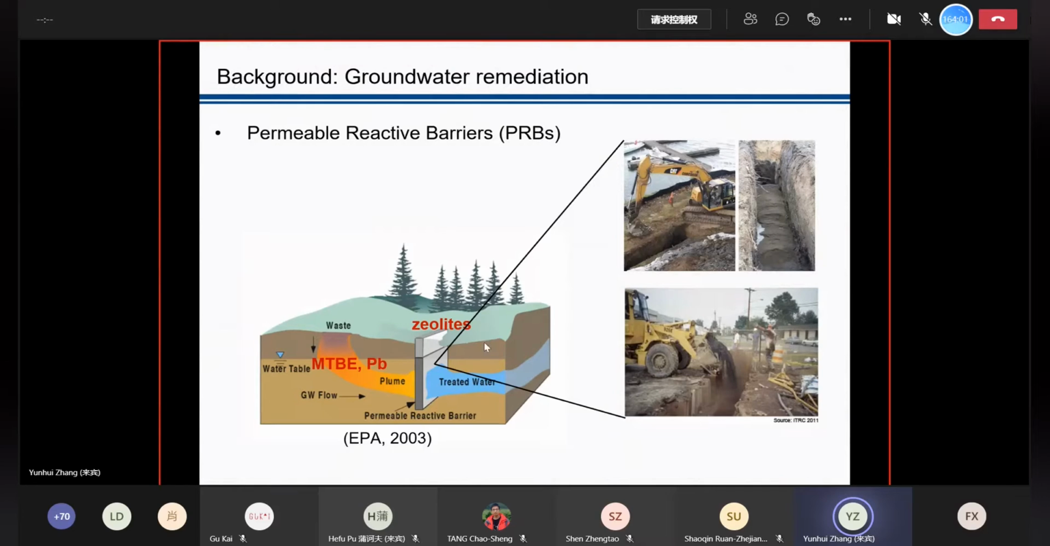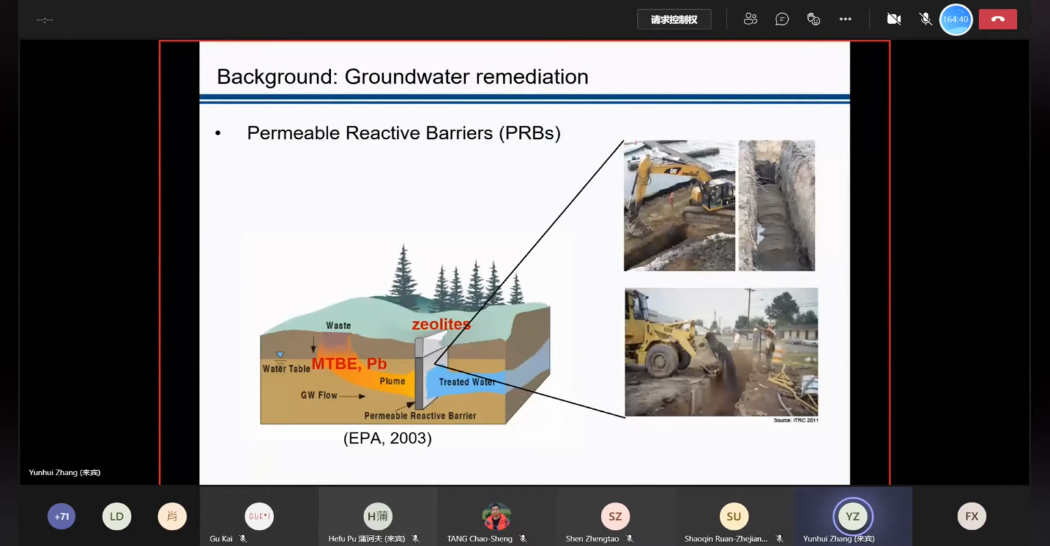As the groundwater moves through the PRB, the contaminants are degraded or trapped by the reactive material inside by physical, chemical, or biological processes. The figure on the right is a PRB at a field site under construction. We can see that the reaction medium is a key component of PRBs, and its selection depends on the nature of the target pollutants and the hydrogeological site conditions.